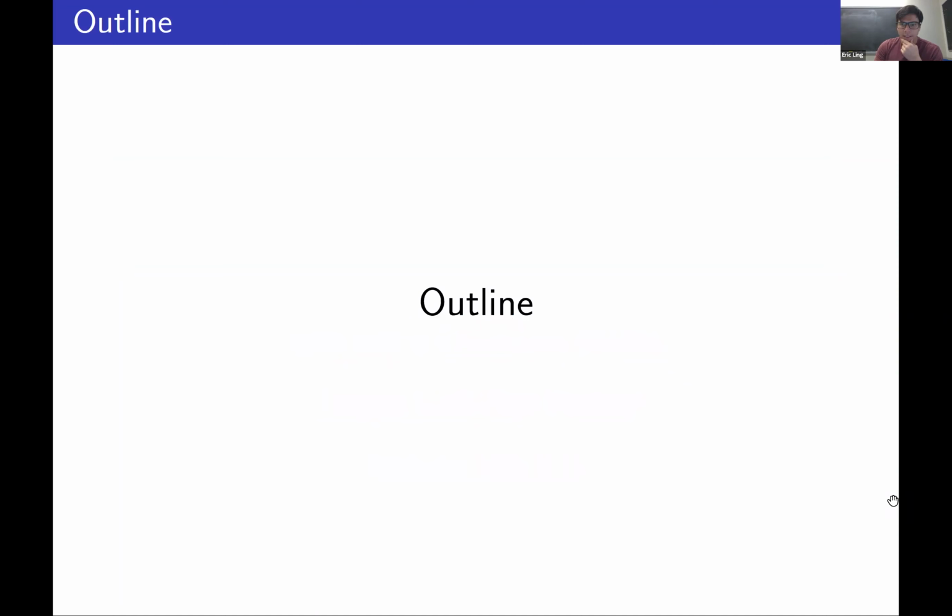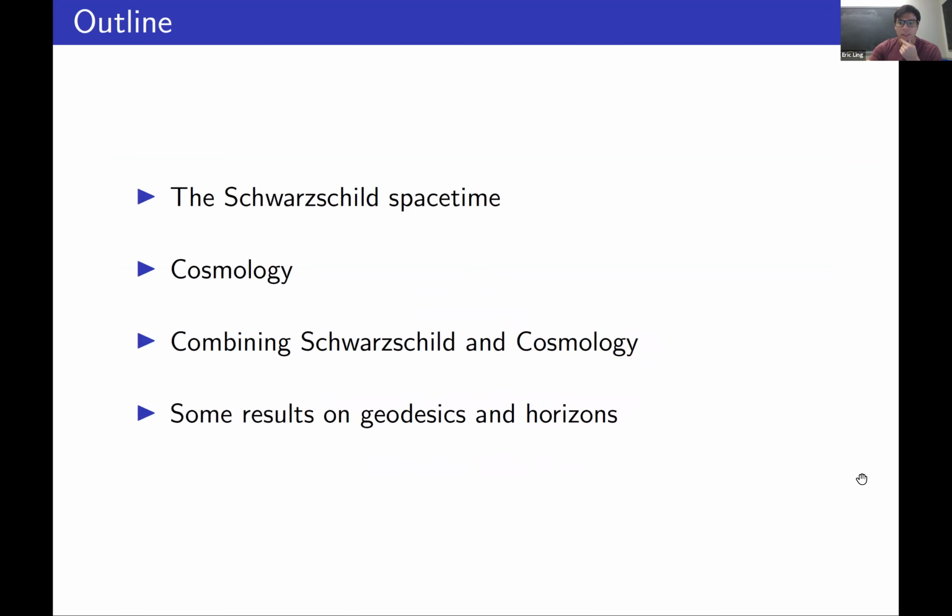Let me give an outline of what I'm going to talk about. First we'll quickly go over the Schwarzschild spacetime, and talk about its successes and its limitations. Then we'll do the same thing with cosmology. In cosmology, we model the large-scale structure of the universe through the Robertson-Walker type spacetimes, and they do a good job at describing the isotropy of the large-scale structure. Then we'll discuss how to possibly combine the Schwarzschild and cosmological models.